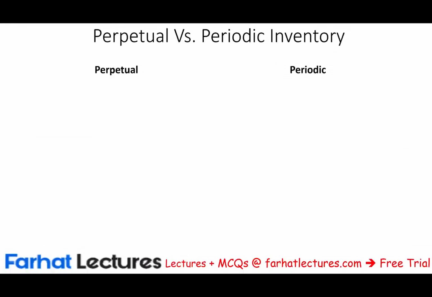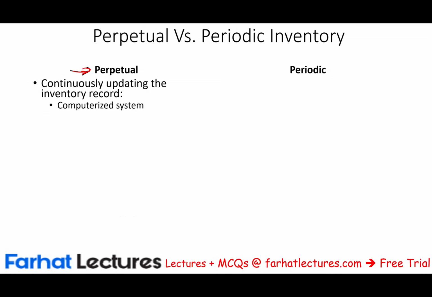Now let's discuss perpetual versus periodic inventory system. Perpetual and periodic are two inventory systems that help us keep track of our inventory. Starting with the perpetual system. The perpetual system, as the word perpetual means continuous, suggests that we are continually updating our inventory record. So what does that mean? It means this is a computerized system. And these days, it's most likely going to be an AI system, but it's a computer system.